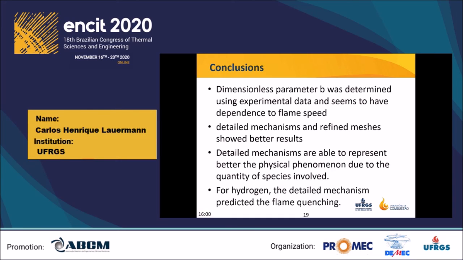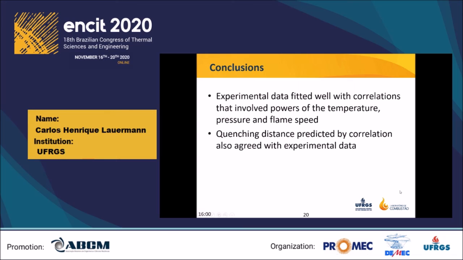Detailed mechanisms and refined meshes show better results in numerical simulation. Especially, the detailed mechanisms are able to better represent the physical phenomenon due to the quantity of species involved. And for hydrogen, the detailed mechanisms predict the flame quenching. And experimental data fitted well with correlations that involved power of the temperature, pressure, and flame speed. And the quench distance predicted by correlation also agreed with experimental data.